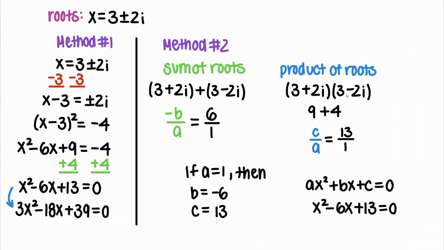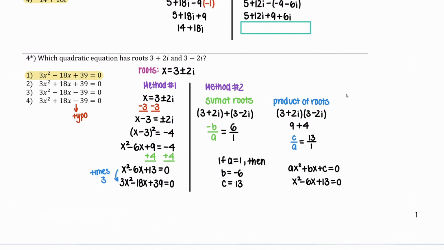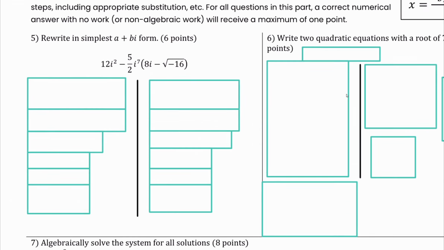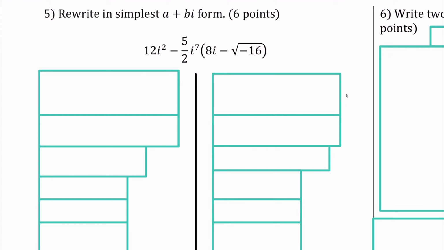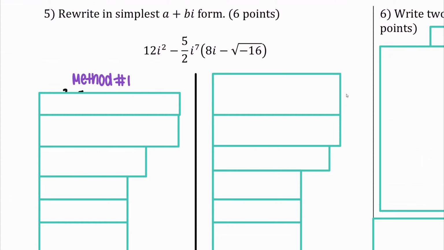And again, we've got to multiply by some sort of constant to ensure that we have our answer choices as such. Now looking at number 5. Number 5, here we have: write in simplest a plus bi form. And so from here we've got two methods. Let me show you the first one.